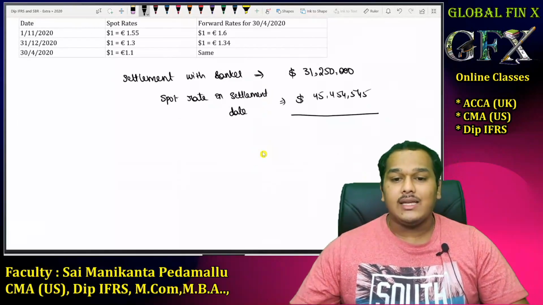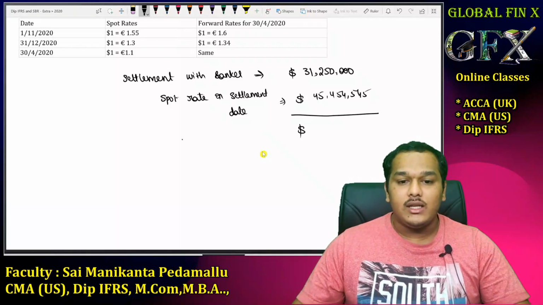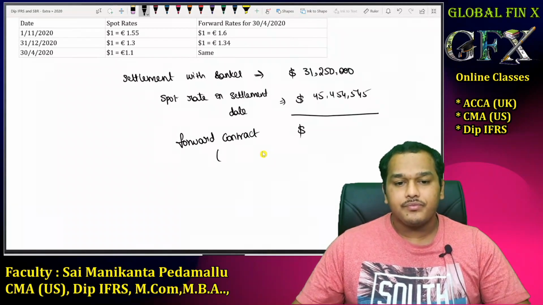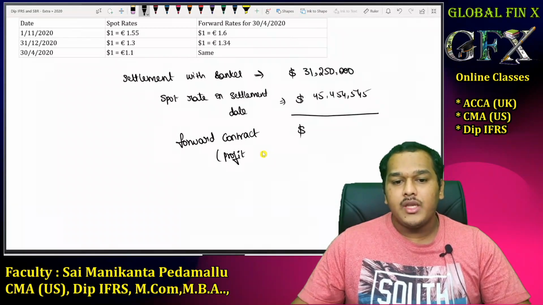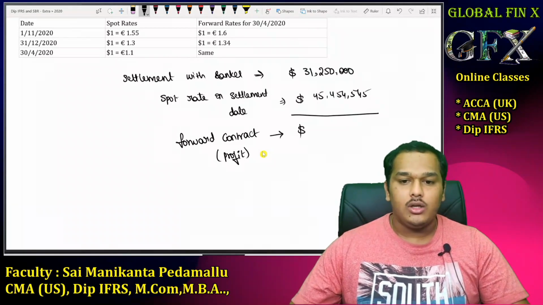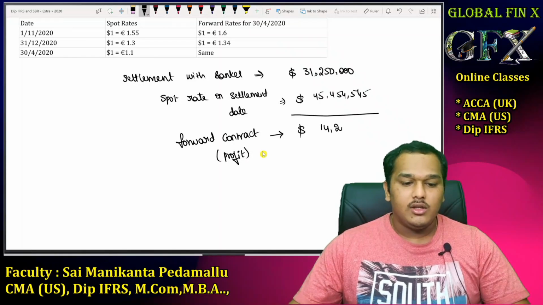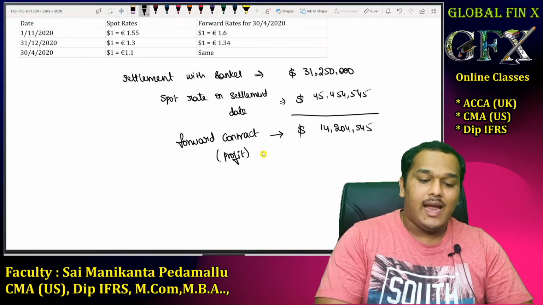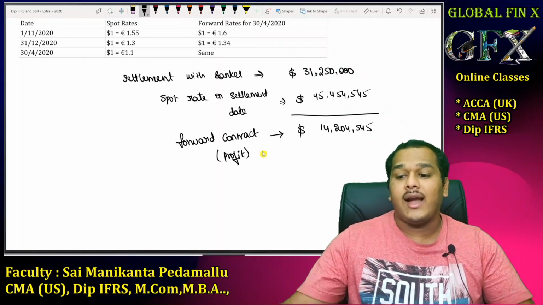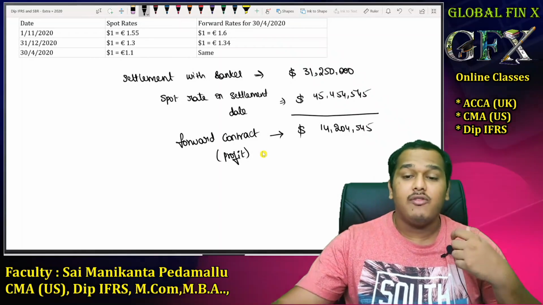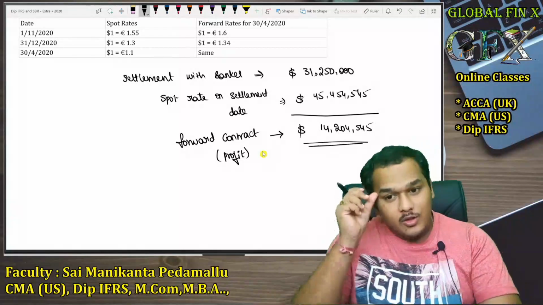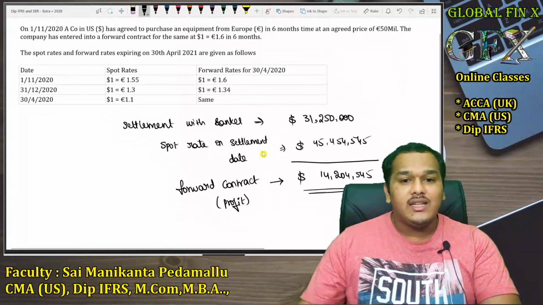So it means that this derivative instrument, the forward contract, is going to save me, or the profit from this forward contract is how much? $14,204,545. So by entering into this particular forward contract, I am saving myself 14.204 million. Okay, so that's why, my dear friends, you can see that the difference is only what?